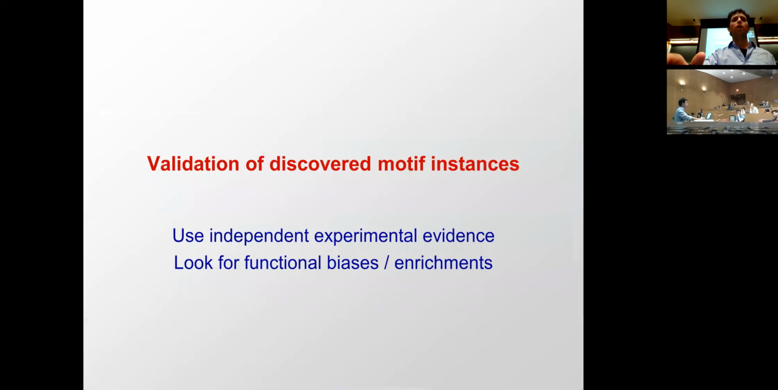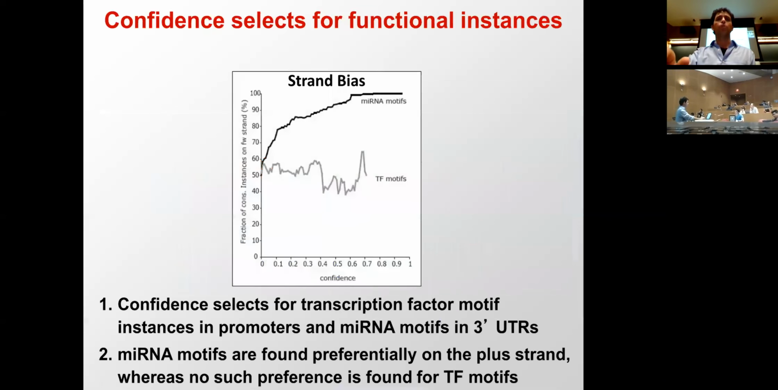And then we can actually start validating these motif instances. So we found a bunch of instances. How do we validate that they're real? What we can do for microRNA motifs is ask if they're biased in their strand, because an RNA molecule has only one strand. So if I search the opposite strand, you'd expect it to not work. And indeed, for TF motifs, both strands seem to work equally well. But for microRNA motifs, if I increase the confidence threshold, I end up finding them preferentially in only one strand.